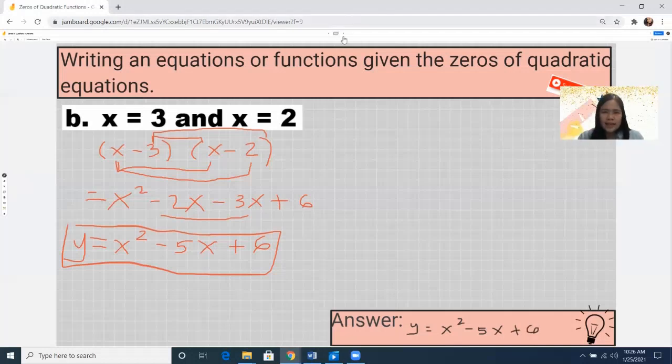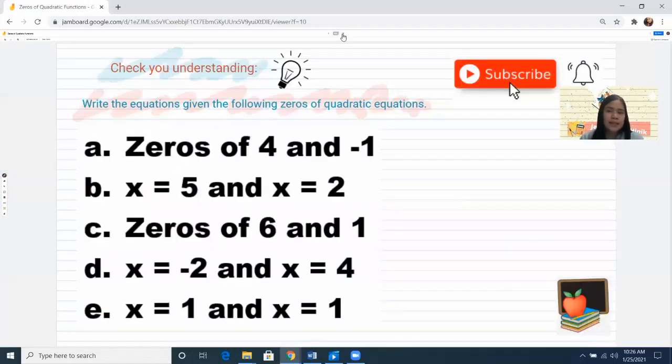And that's it. Another application for this video: practice what you've learned for the retention of this learning. Please answer A, B, C, D, and E. Write the equation given the following zeros of quadratic equations using the FOIL method.